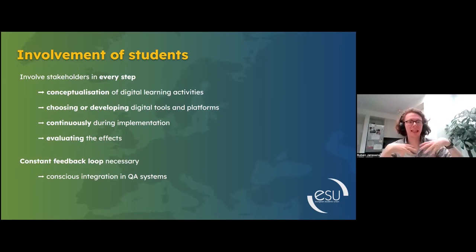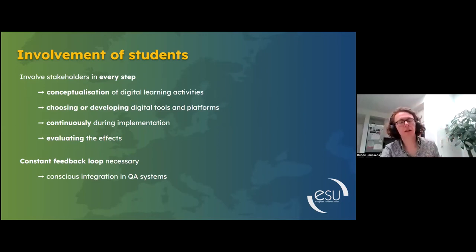So that means when thinking about what kind of digital learning activities we want to use, when choosing or developing a digital tool or platform, there's a lot of educational technology companies out there, but sometimes it feels like they're dictating our pedagogical vision, while it should be the other way around, because institutions should develop their own pedagogical visions, and we need to then develop the tools or make use of the tools that are able to achieve this pedagogical vision. And students should be involved in this process as well of how to choose which tools to use.